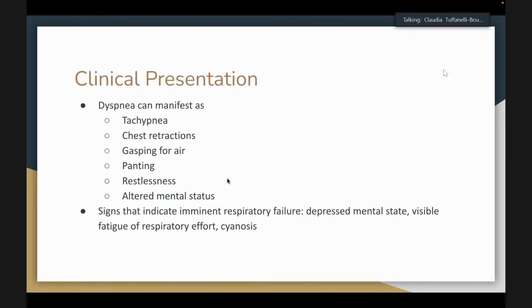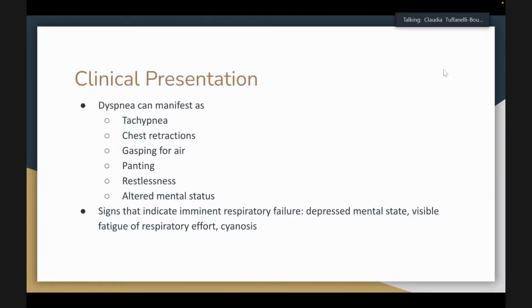So the presentation: somebody short of breath is going to be short of breath. This is fairly obvious, but sometimes it can manifest quickly. People that present with just a little bit of tachypnea, breathing a little fast, can progress fast. So I like to ask, are they tachypneic? Are they retracting, meaning can you see their ribs or their clavicles when they're breathing? Is somebody gasping for air? Are they panting? Those can be signs of more progressive or severe dyspnea.